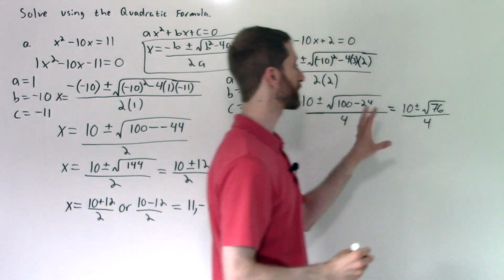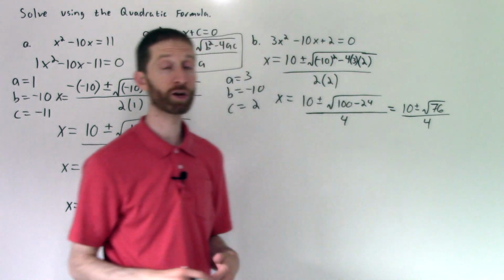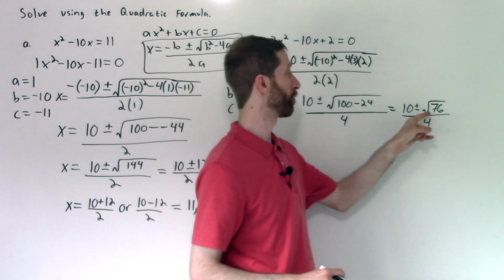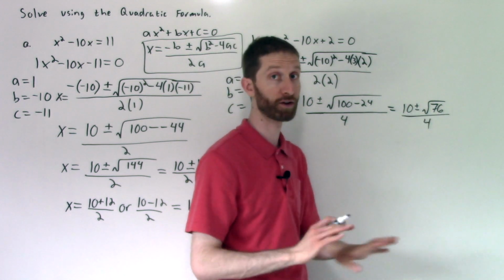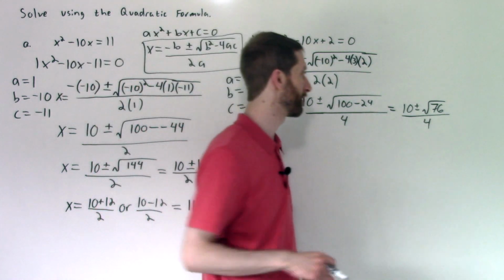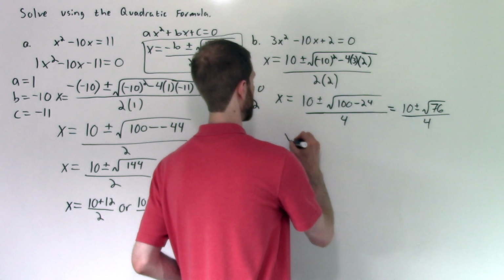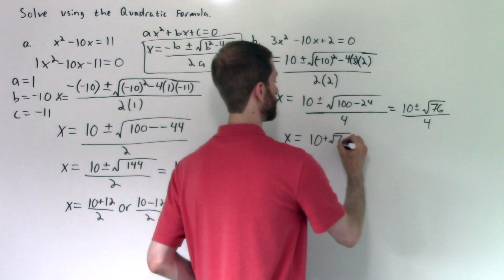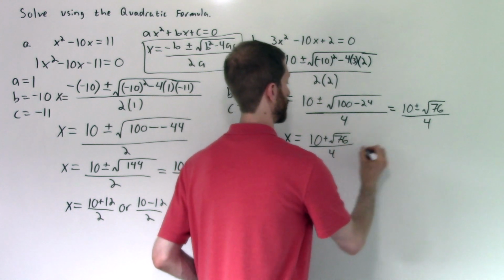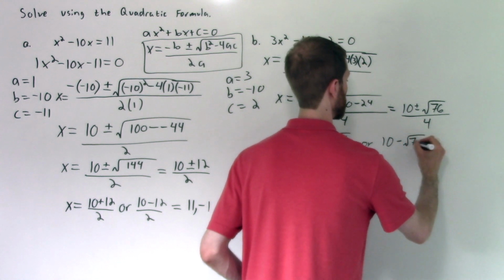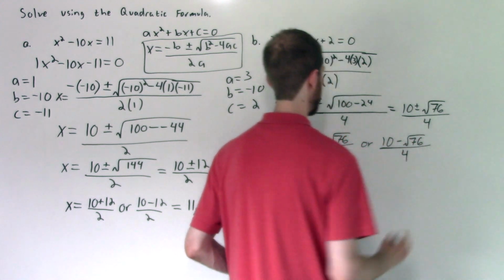Some of your teachers will accept that as the exact answer in what's called radical form. Down the road, I'll teach you how to get things into simplest radical form, where we can actually reduce the 76. For now, we'll leave it there. Or you take your handy-dandy calculator and calculate this out, especially if they say round to the nearest tenth. 10 plus root 76 over 4, or, remember, we got the minus too: 10 minus root 76 over 4. That's what the plus or minus means.